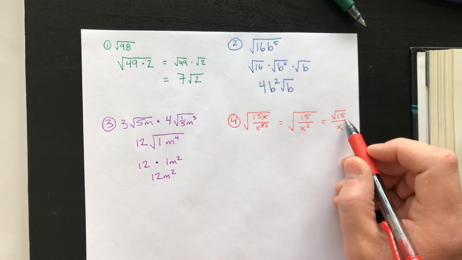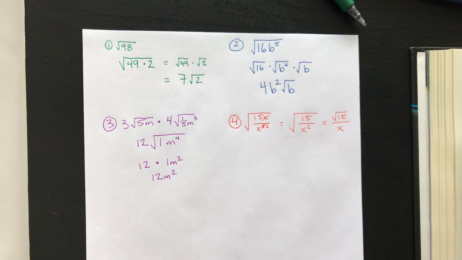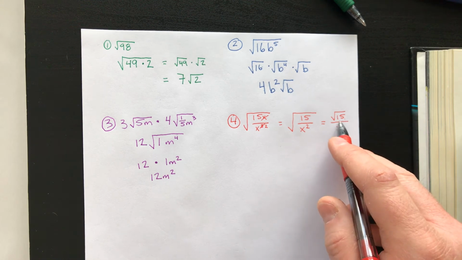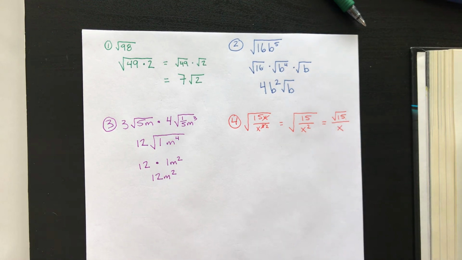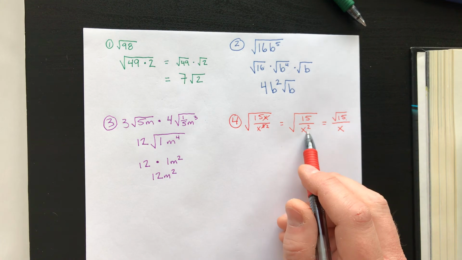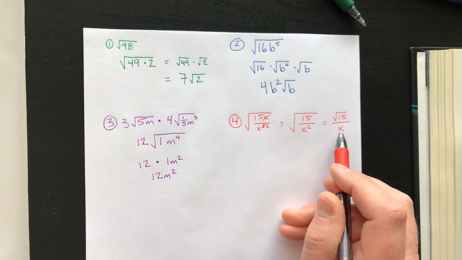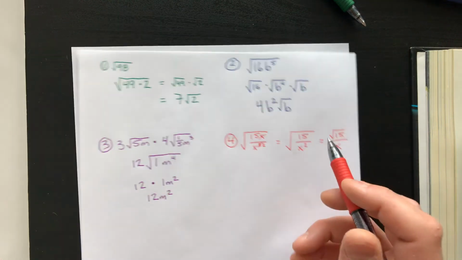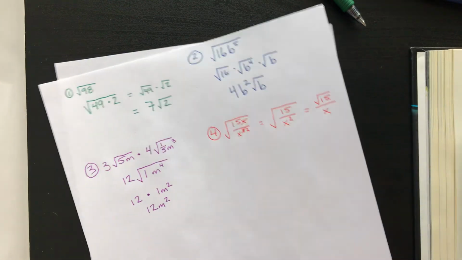Can you break the 15 down any more? Can you pull out any perfect squares? And the answer is no. So you just leave it like this: the square root of 15 over x. Remember, because the square root of x squared got me the x. All right, so let's do another one.